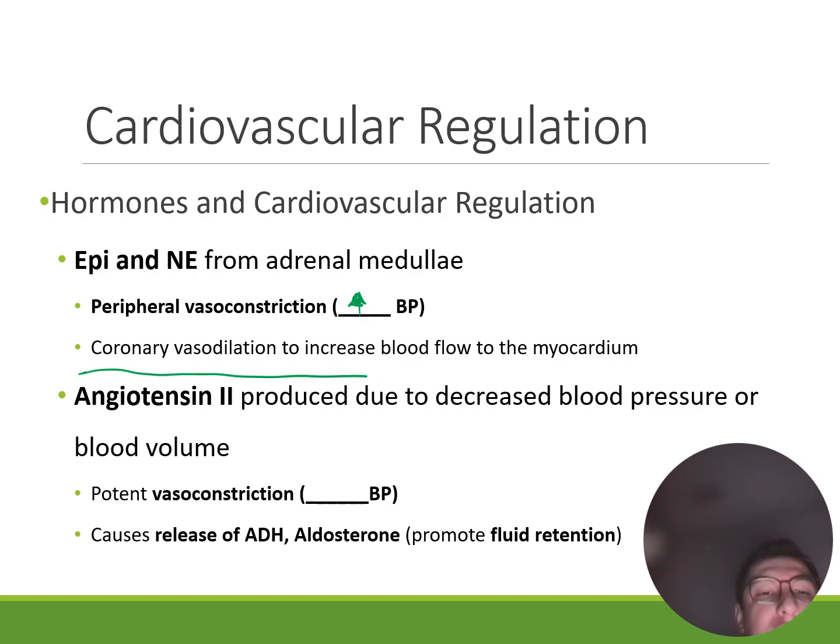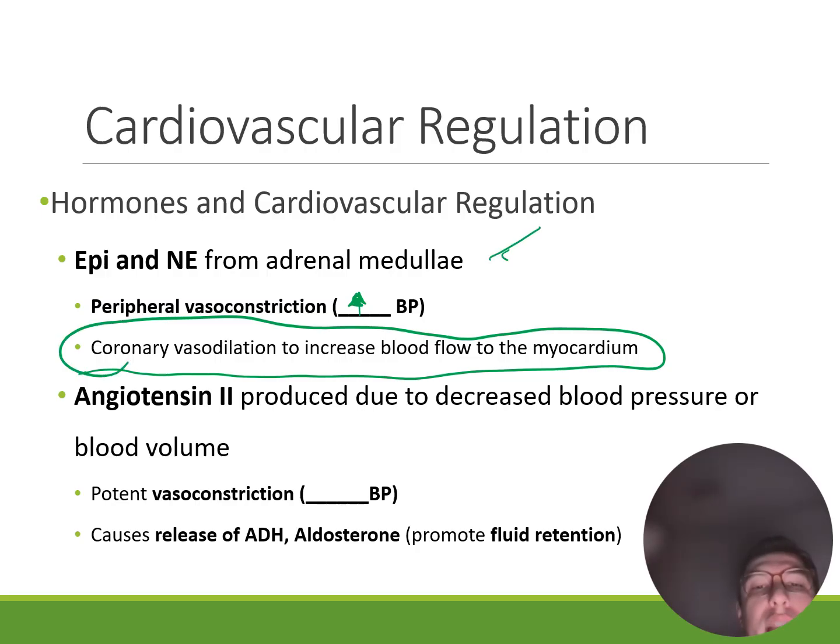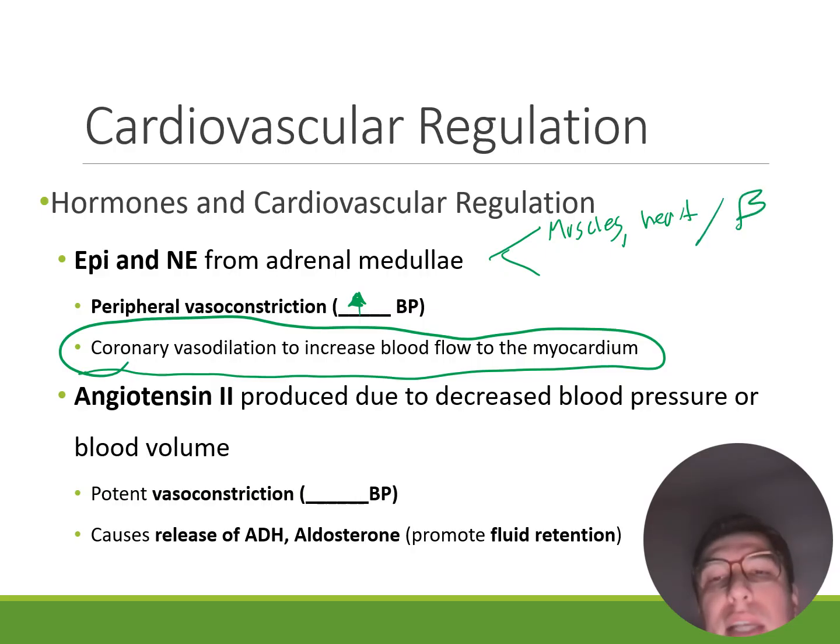Coronary vasodilation will be increased because remember that these two molecules are having action on different receptors on different tissues, on muscles and heart. We have beta receptor activity, which means that when we release epinephrine and norepinephrine, we're activating this and we're causing vasodilation.